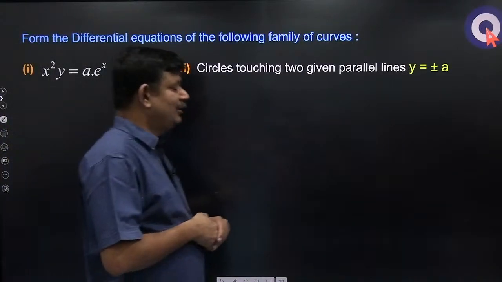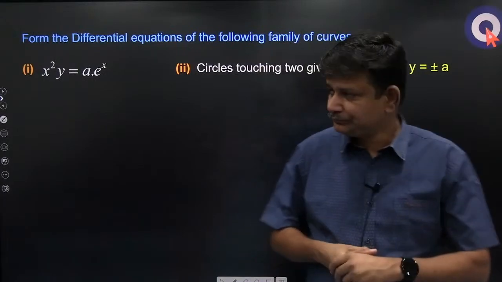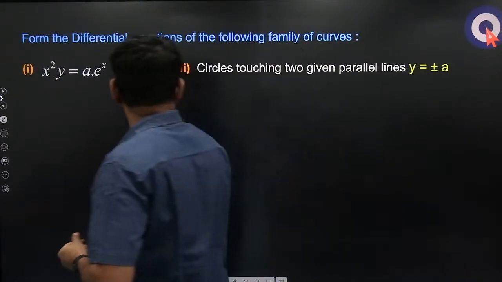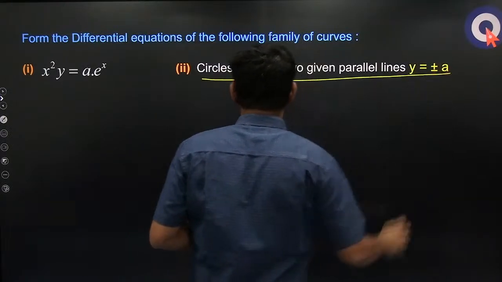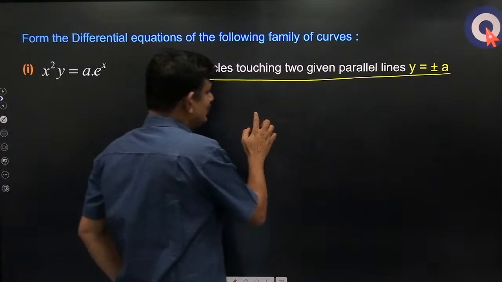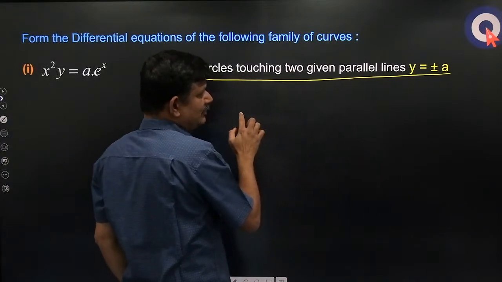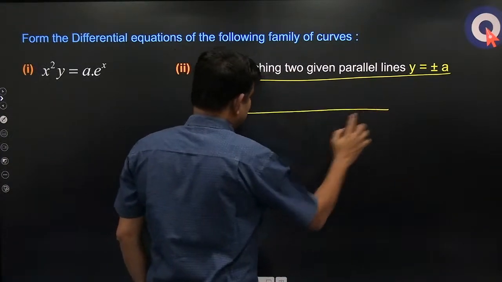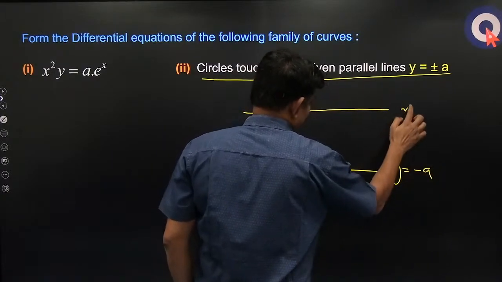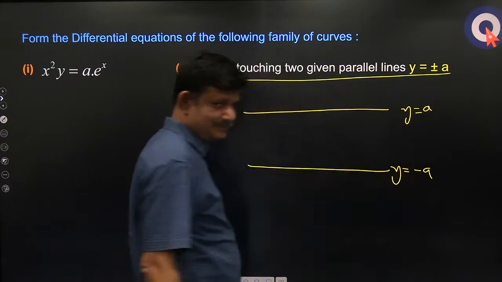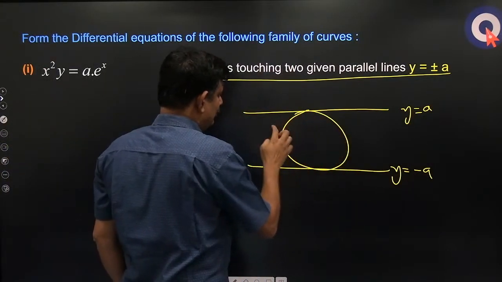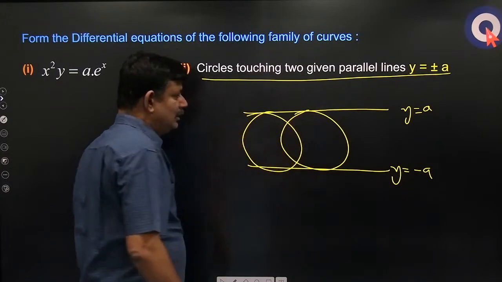Similar question, find the differential equation of the following family of curves. First ये वाला कर देते हैं. Circles touching the given parallel lines, y is equal to a, which will be a line parallel to x axis, and y is equal to minus a. Let's say these are your lines. Now how will be a circle touching this?